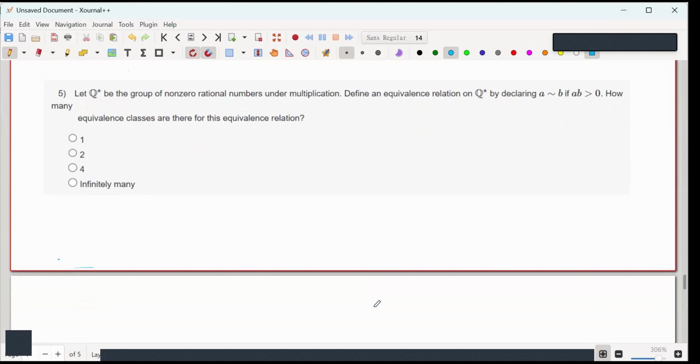There are two equivalence classes. What are those? The positive rational numbers and the negative rational numbers. There are two equivalence classes. So can you just tell me why?